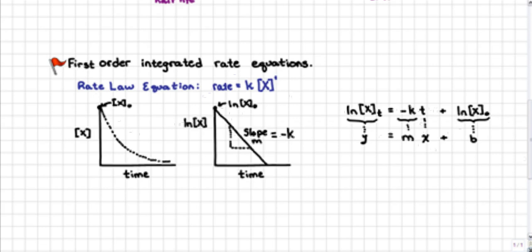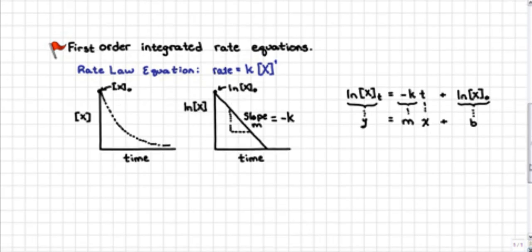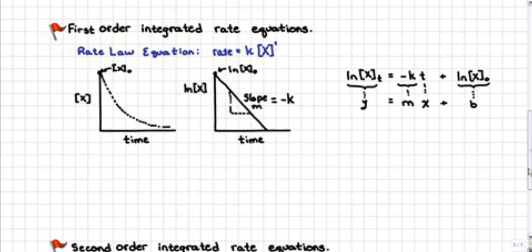In the case of the 0th order reaction, we were using an x versus time graph. For a first order reaction, if it's a first order reaction anyway, we will be using an ln x versus time graph. But again, the graph gives us a way of determining the slope and thus the reaction rate constant k. Well, that's the first order integrated rate equation.